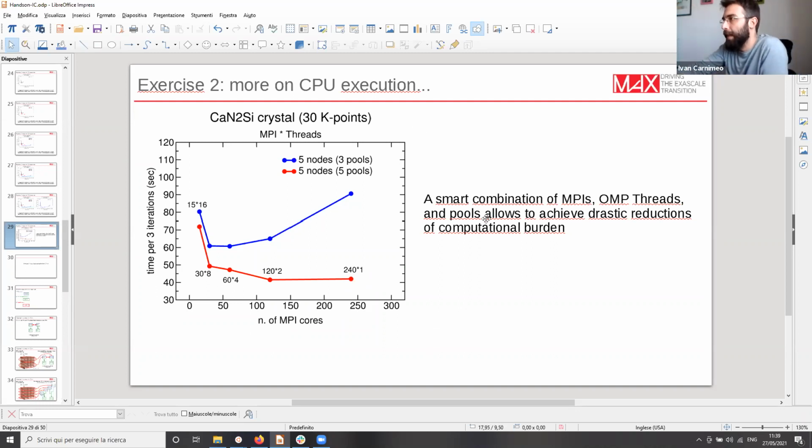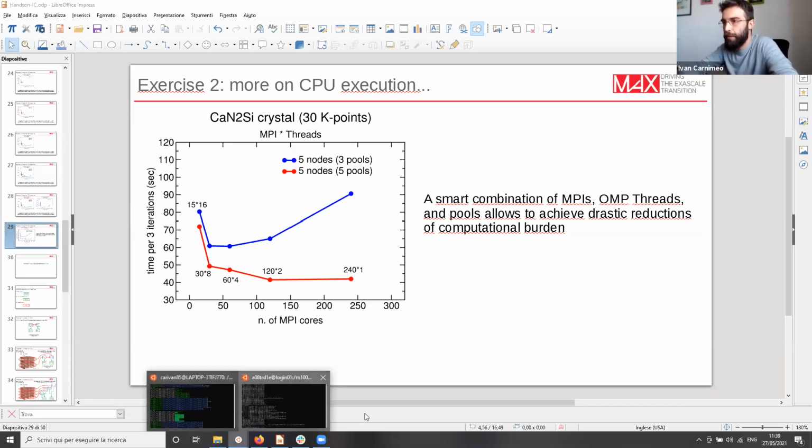I think you can take this as a suggestion when you will be running your own calculation on your own system for production. Look at how many K points you have and think about how many pools you want to use, how many nodes you want to use. If you do this in a clever way, you will see that the computational speed up is really, really significant.